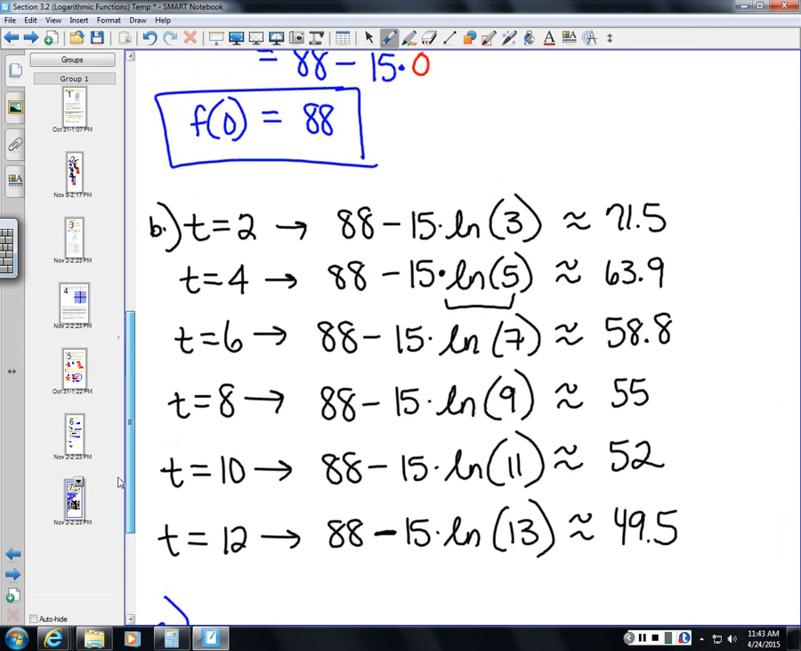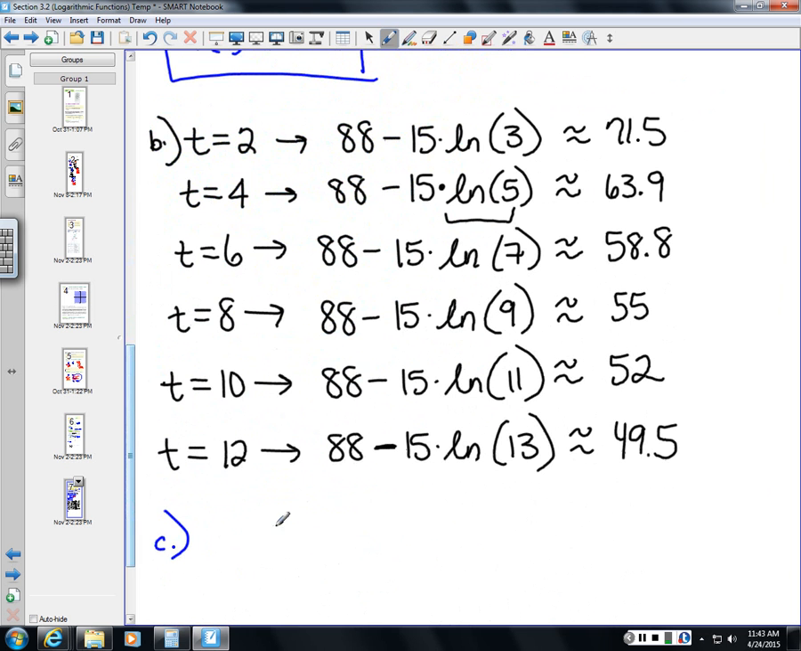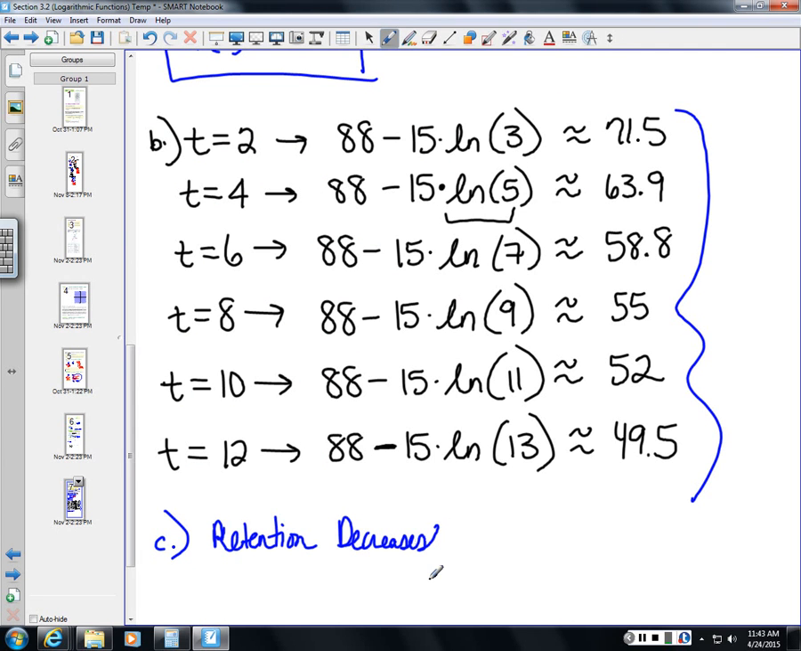So obviously retention is decreasing, and it says sketch a graph. We're not going to actually sketch the graph. We don't have to worry about that on these. We've learned how to graph the basic exponentials and the basic log functions, but it says describe what the graph indicates in terms of the material retained. Well, I don't have to see a graph to see that retention is decreasing. Okay, so there is one application, one way logs can be used in a real-life situation.